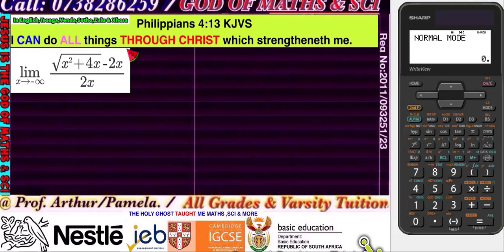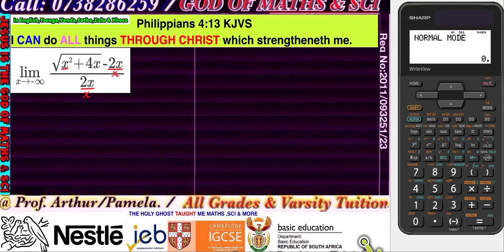But now, when we have something like this, we have a problem. In this one, you say, okay, I can see the x in the denominator, so I need to divide here by x. I don't have a problem there. But I'm having a problem here. How do I do this?